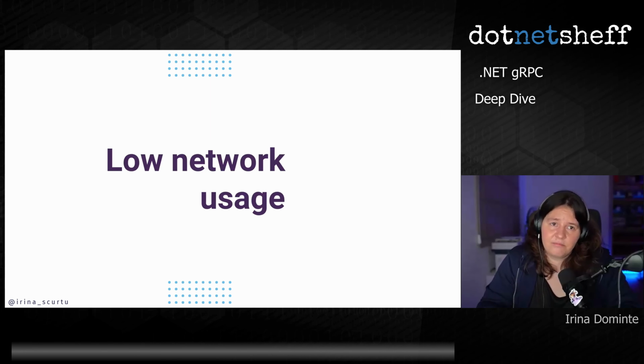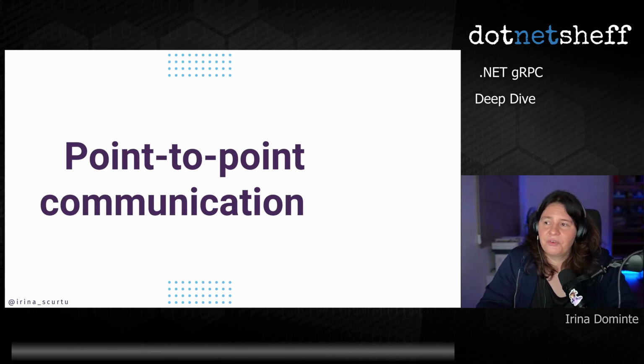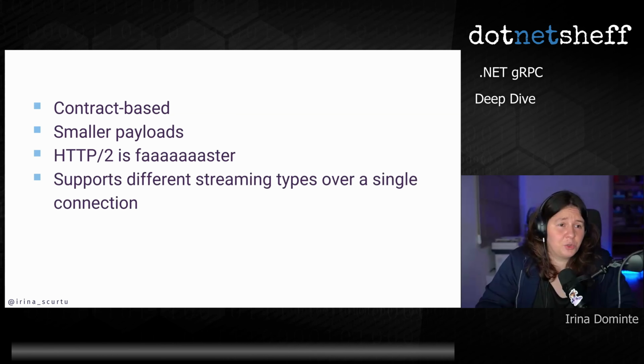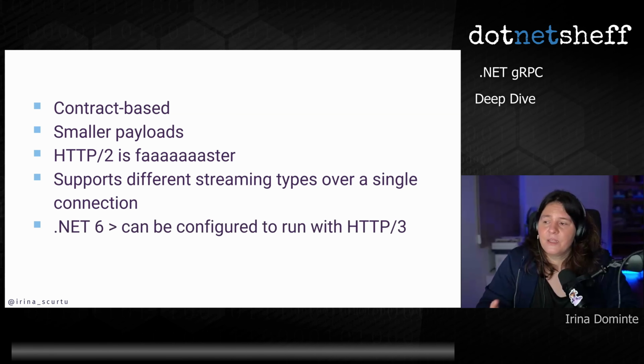So due to the fact that the payload is small, it will have low network usage. It's perfect for point-to-point communication. So if you know where the downstream API is, you can configure that to be a gRPC service. It's contract, smaller payloads, faster because HTTP2. It has these streaming types that might become handy if you have the right scenario. And with .NET 6, it can be configured to run with HTTP 3. So if HTTP 2 is not enough, now we have 3.